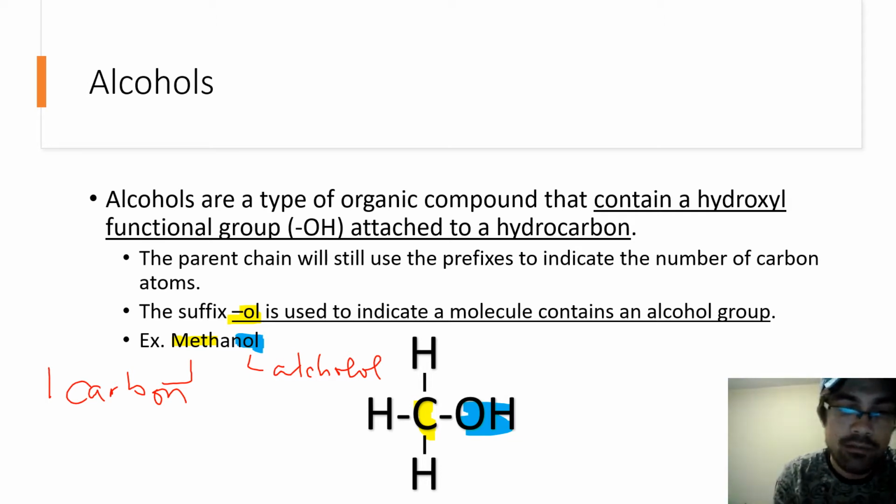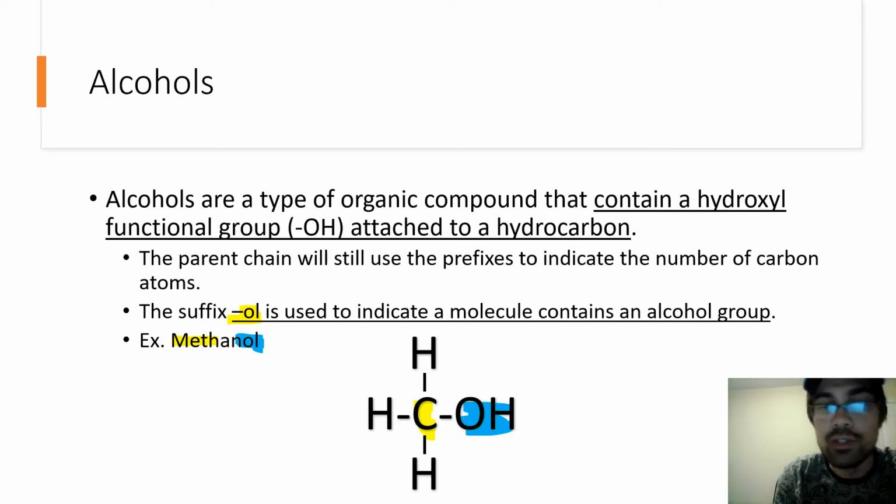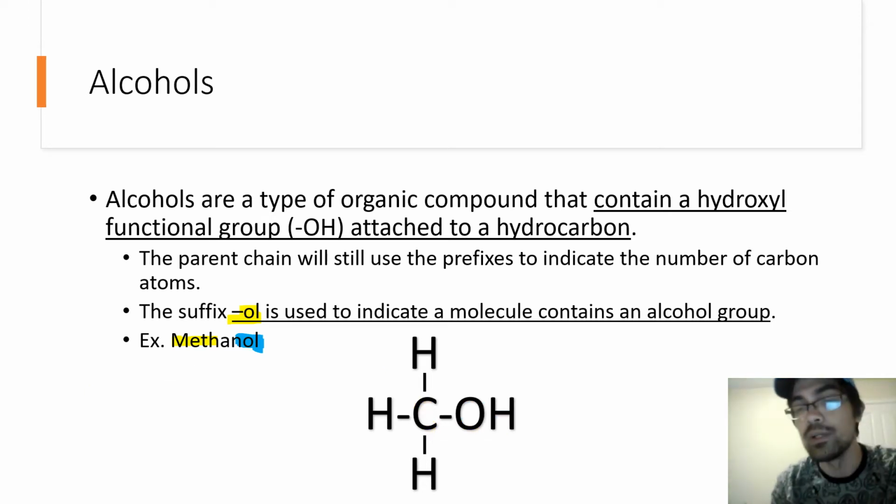Now, basically all the hydrocarbons that we've looked at before can all have this alcohol group. So you can have ethanol, you could have propanol, you can have butanol. So again, the number of carbons is indicated by that prefix. So for example, propanol, prop is a 3 carbon chain, and then you have the -ol at the end, meaning that it is a propane that has a hydroxyl group attached to it somewhere.